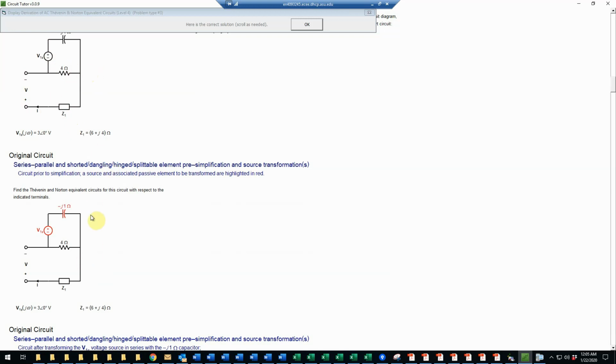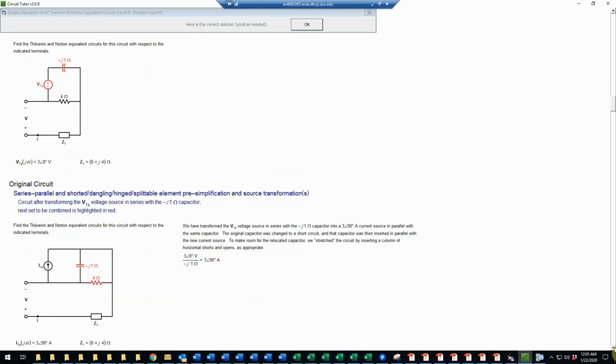Okay, so because there's nothing in series or parallel here that we can combine, what we can do is a source transformation. So here we have a voltage source in series with an impedance, and just like we can do for DC circuits, and we've done in the other problems at this level, we can transform that into a phasor current source in parallel with the same impedance. And that's shown down here. The diagram has been expanded a little bit to make room for doing that, stretched out, if you will, without changing any connections. And notice that we now have a current source in parallel with the capacitive impedance that used to be a voltage source in series with that.